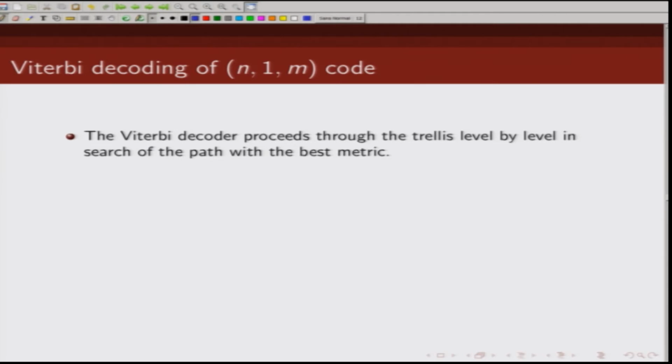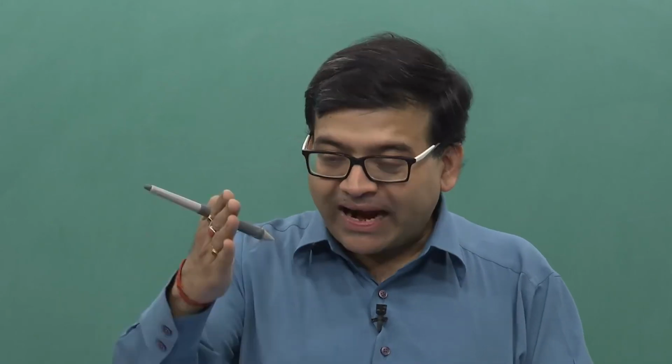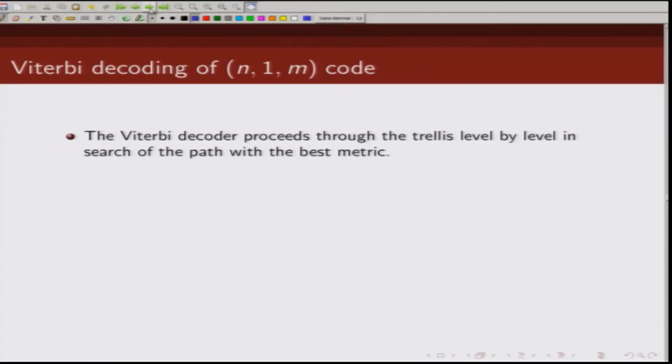So, how does the Viterbi decoder work? It proceeds through the trellis one time instance at a time in search of the best partial path metric up to that particular time instance. You start with time t equal to 1, and at that time instance you compute the best path metric at each of the nodes, at each of these states. You repeat this for the next time instance: you do the same thing, you try to find out the best path metric for that particular time at that particular state.